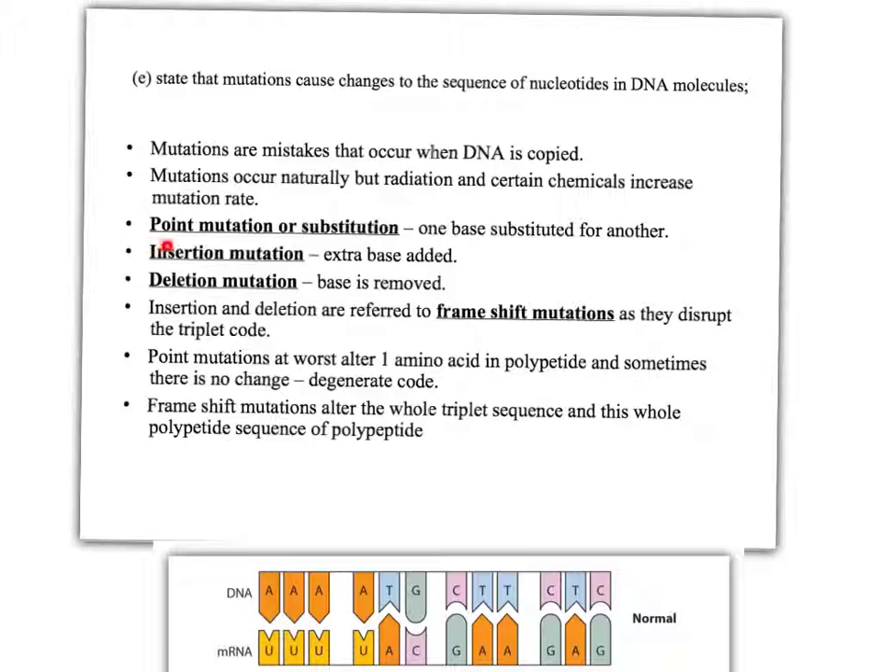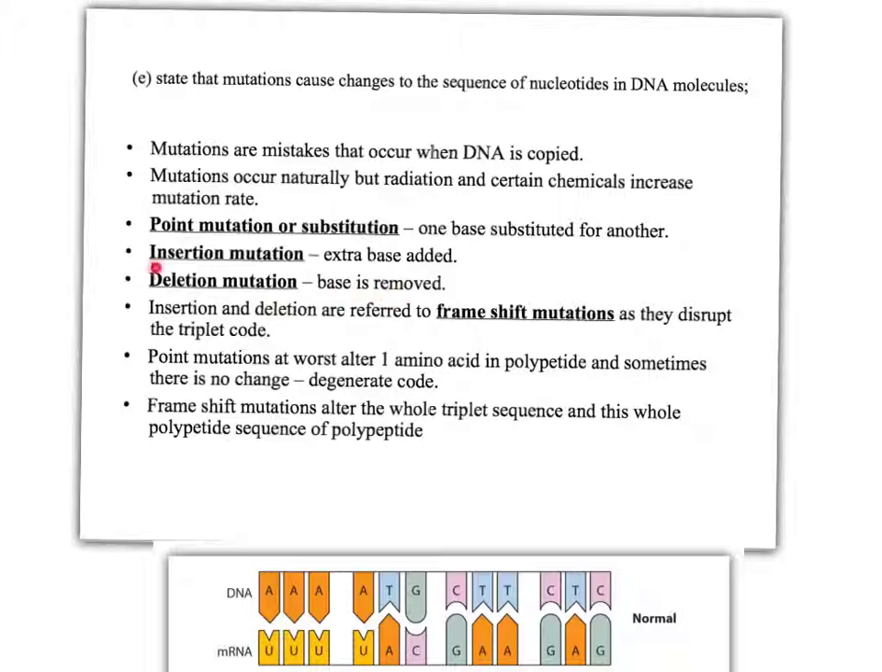Anyway, looking at the different types of mutation that we have. The first type is point mutations, which is when we substitute a base for another. These are sometimes called substitutions. So one base gets swapped for another one, which is a mistake that occurs when DNA is copied. The other type is an insertion mutation, which is when a base is added. And then there's another type which is called a deletion mutation, which is when a base is removed.